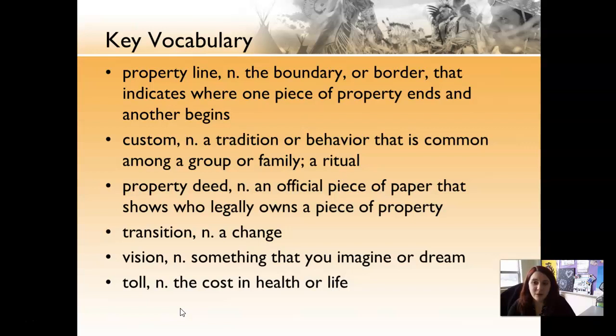Some key vocabulary. Property line is the boundary or border that indicates where one piece of property ends and another begins. Custom is a tradition or behavior that is common among a group or family, a ritual. Property deed, an official piece of paper that shows who legally owns a piece of property. Transition is a change. Vision is something that you imagine or dream, and a toll is the cost in health or life.